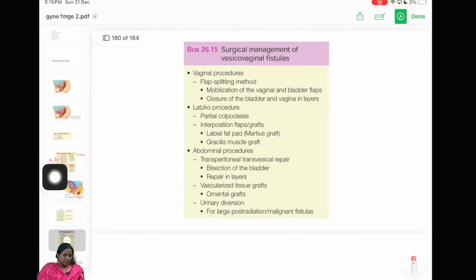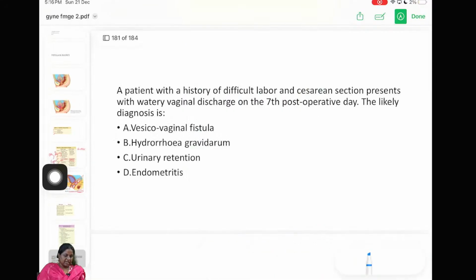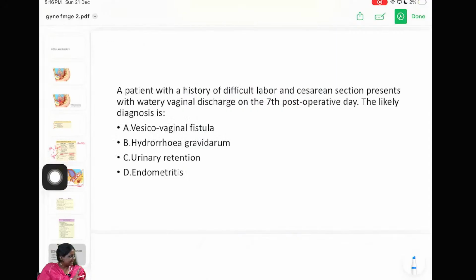3 parts. Okay. Now, what are the procedures? I mean, what can be done? Can it be treated medically? No. Only surgery is done for all this. So somehow you have to close. So you put a graft and you close. Okay. Somehow you have to close by using a graft. Understand?